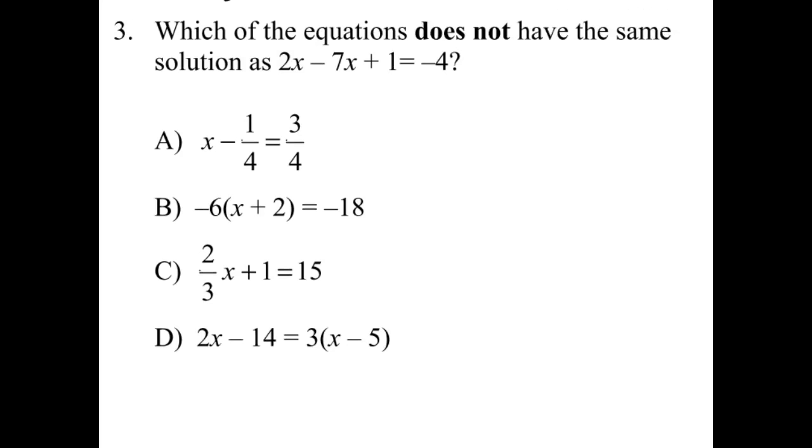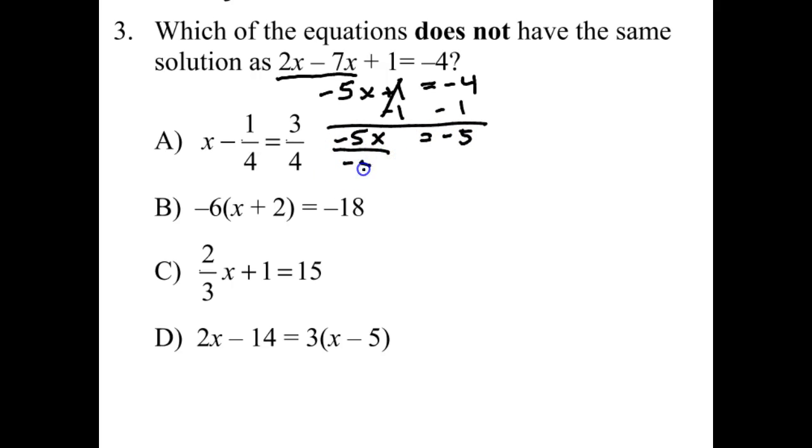Alright, which of the equations does not have the same solution? So let's find the answer to this. Okay, and then we can solve the rest. So 2 minus 7 will be negative 5. So we're going to have negative 5x plus 1 equals negative 4. Subtract 1 on both sides. We have negative 5 times what is going to be equal to negative 5. So that should be 1. And we can show that by dividing both sides by negative 5. So we have x equals 1.